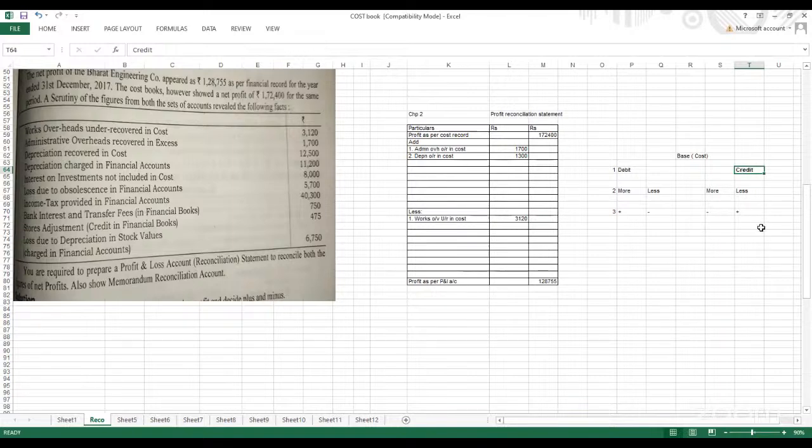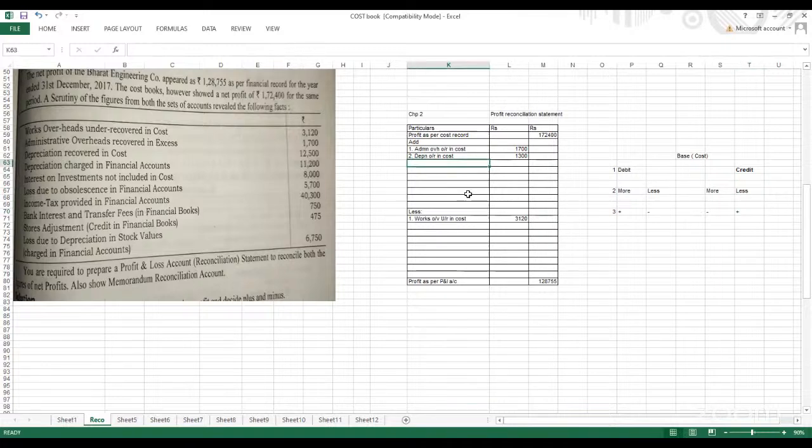Is this clear? Why we went to credit side? Because it's an income. We will go to credit. Now we have to see whether it is more in cost or less in cost. The sentence says it is not in cost. So in cost it is 0. So it's less. So effect will be add.